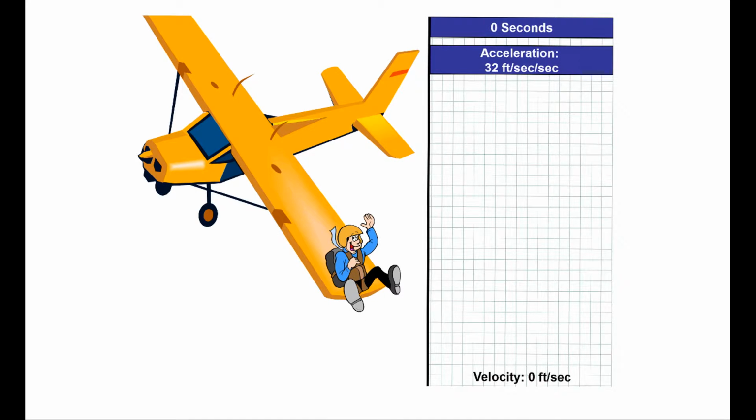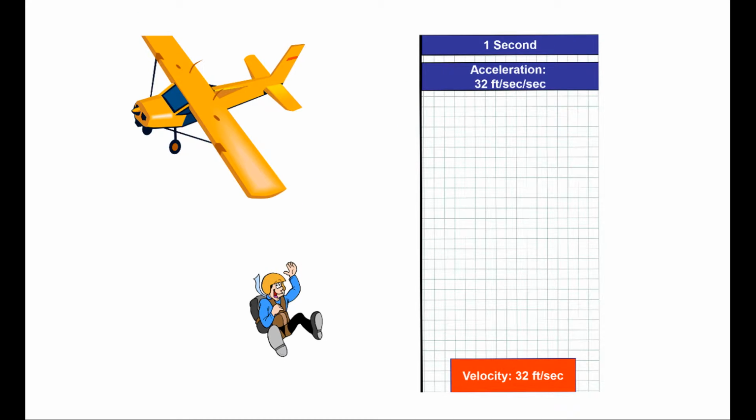This is at time 0. Our acceleration is 32 feet per second squared. We're not moving at all because we're just jumping off the airplane. So if you jump out of the airplane or walk out of the airplane, your initial velocity is going to be 0. After 1 second, our acceleration is 32 feet per second squared still. So after 1 second, our velocity is 32 feet per second down. Does that make sense, everybody?